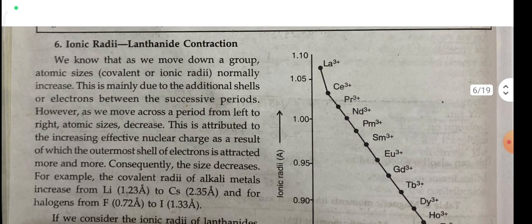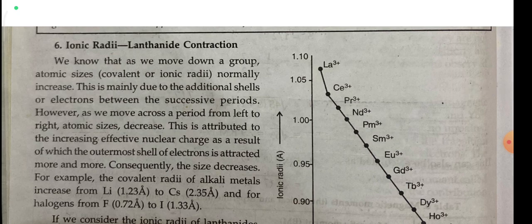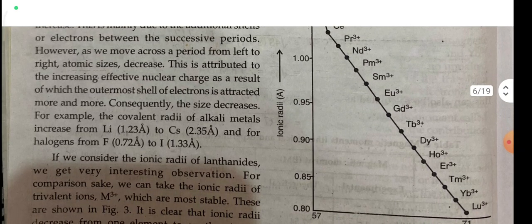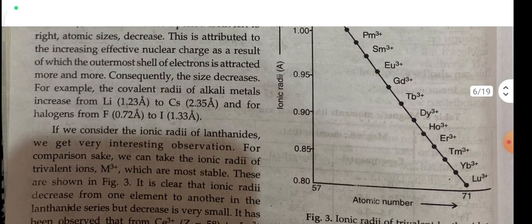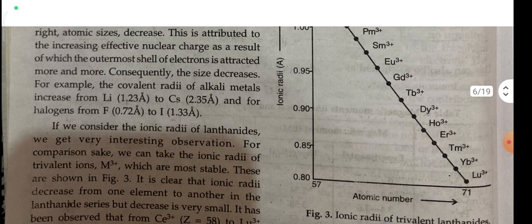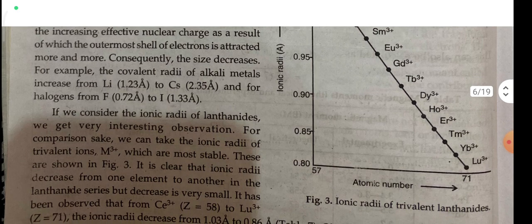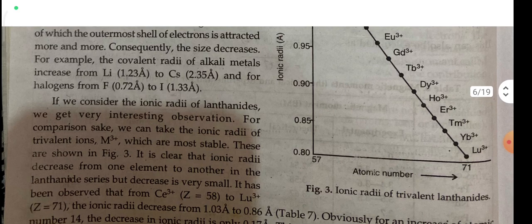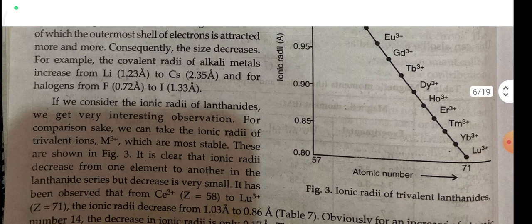Ionic radii and lanthanide contraction. We know that as we move down the group, atomic size normally increases. This is mainly due to the additional shell of electrons between successive periods. However, as we move across the period from left to right, atomic size decreases. This is attributed to the increased effective nuclear charge, as a result of which the outermost shell of electrons is attracted more and more. Consequently, the size decreases.